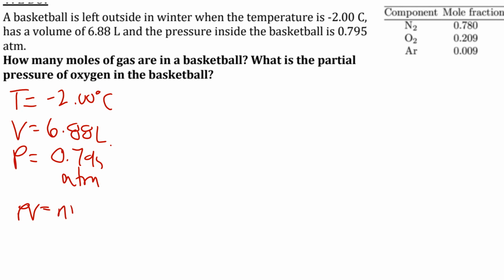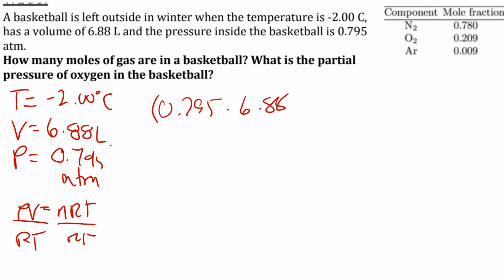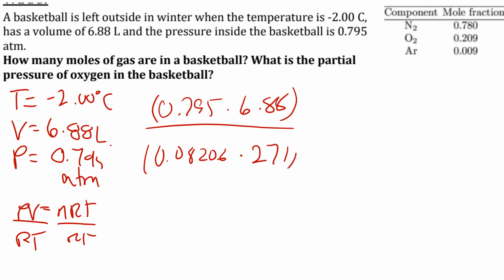PV equals nRT. Solve for n, divide both sides by RT. So 0.795 times 6.88 divided by, in parentheses, 0.08206 times, you want to put that -2 plus 273, so 271 Kelvin. This will equal my moles, 0.795 times 6.88 divided by that denominator. You should end up with 0.246 moles of gas.